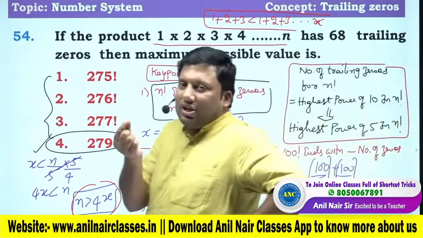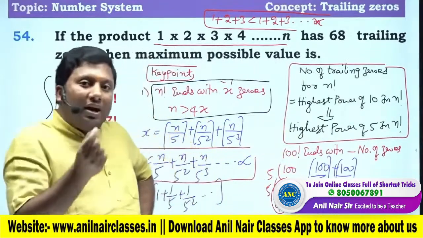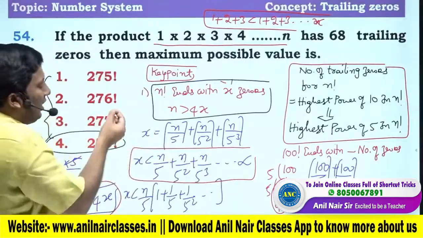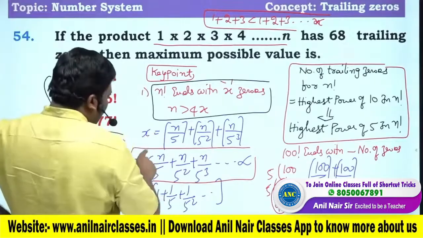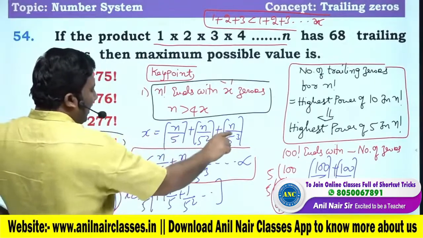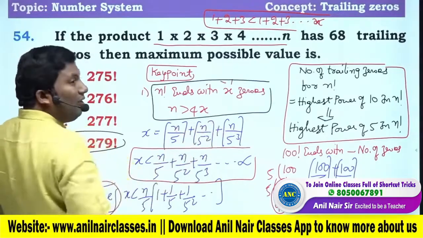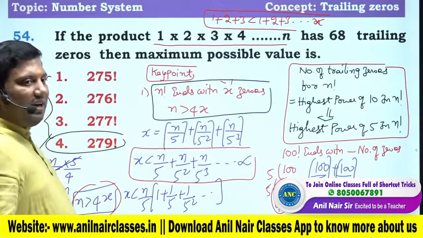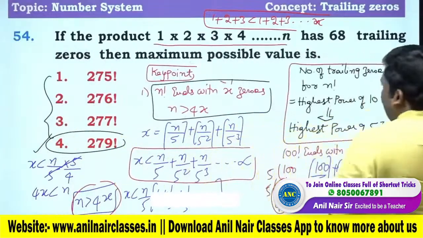The relationship between a number in factorial format and the number of zeros at the end is given by n is greater than 4x. Why did it become less than? It is a finite series. The infinite series is larger, and a finite series is always less than infinite. I hope the idea is clear.